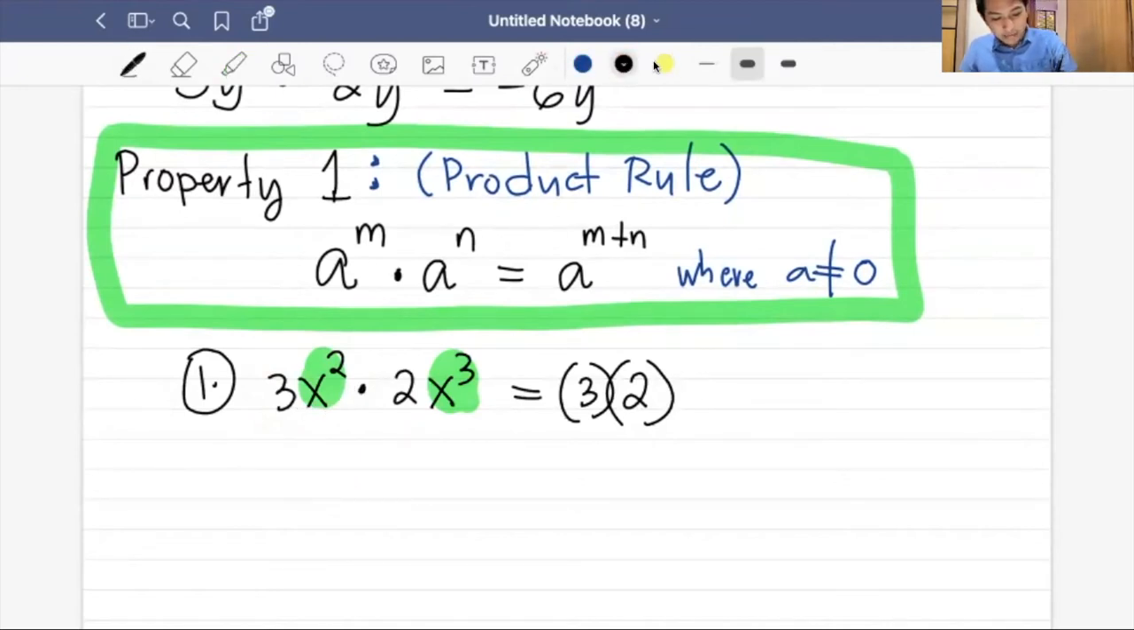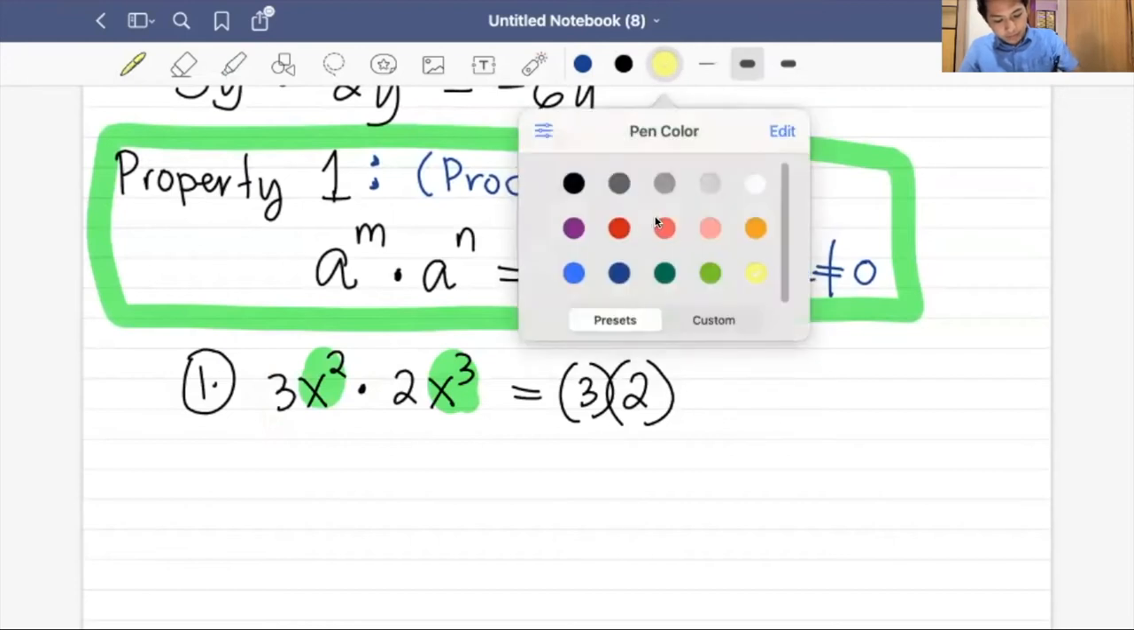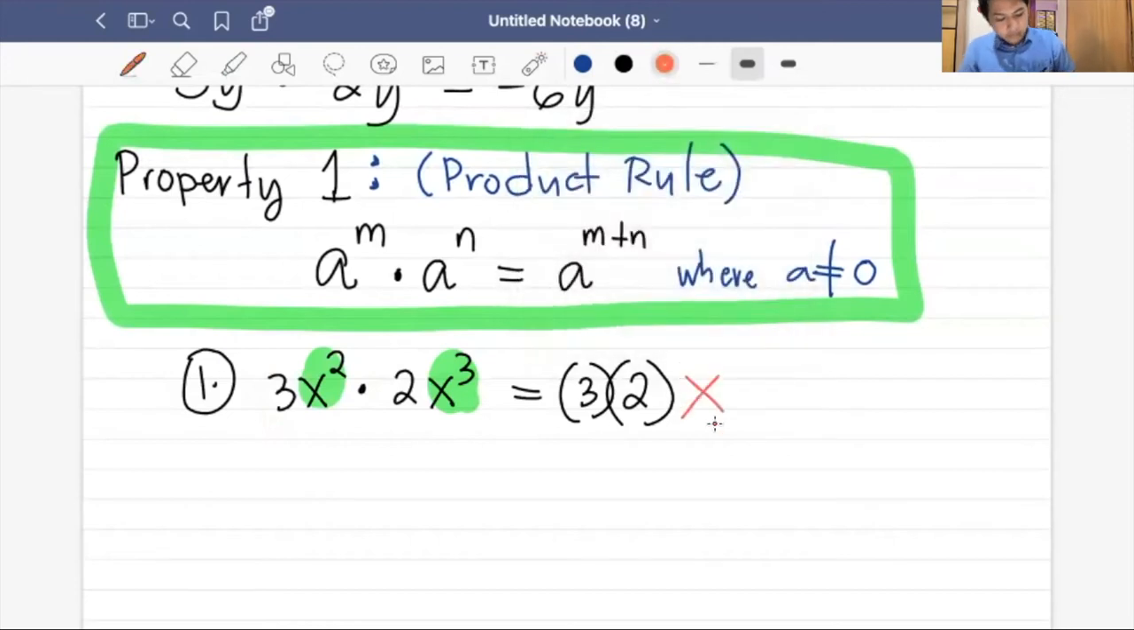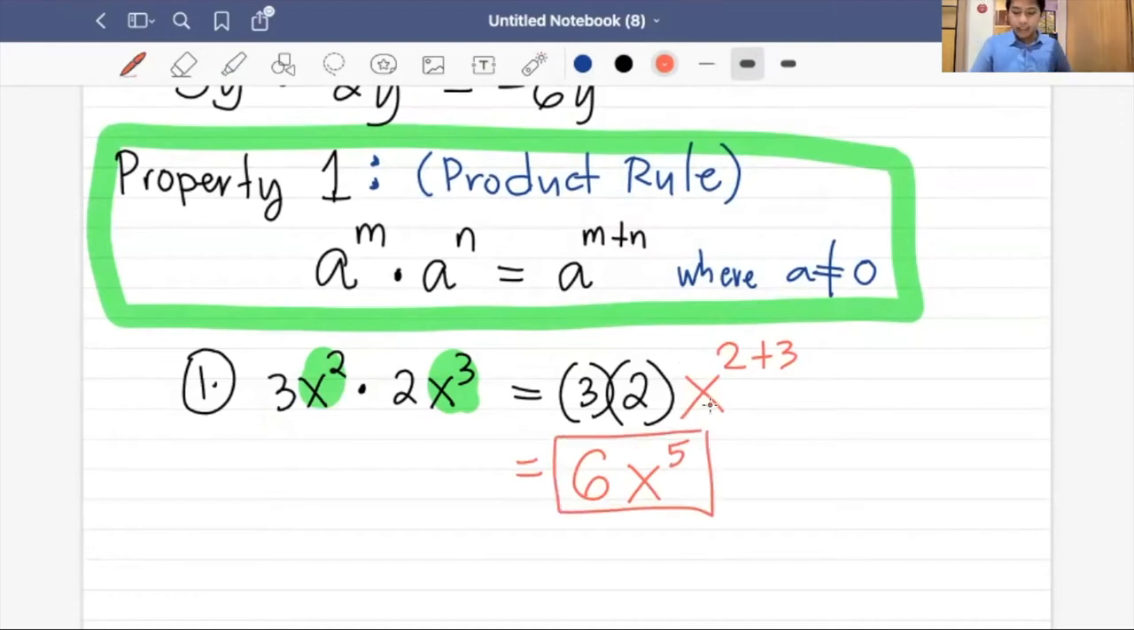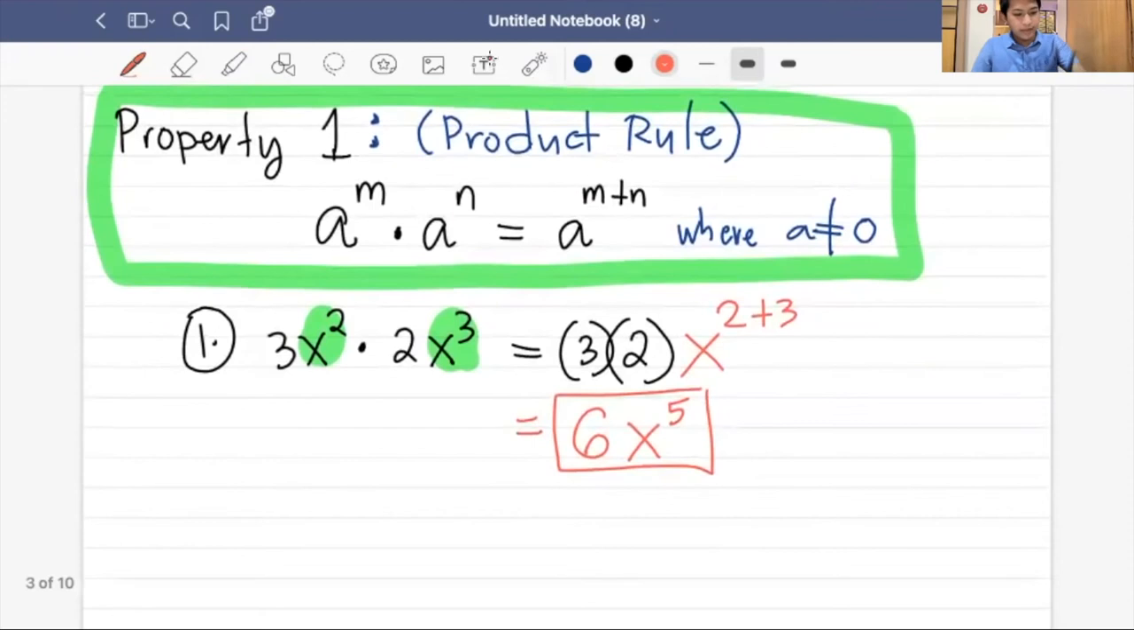So let's write it here. We have x, just copy that, and add the exponents, which are 2 and 3. 2 plus 3. And then just simplify. 3 times 2 is 6. X, 2 plus 3, 5. So the final answer is 6x to the 5th power. Okay? Let's proceed to example number two, applying this property.